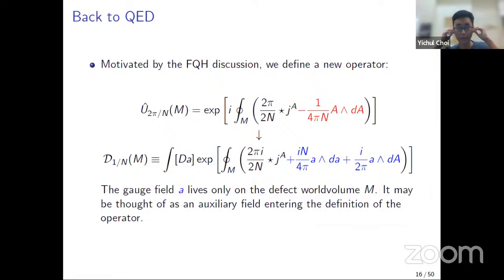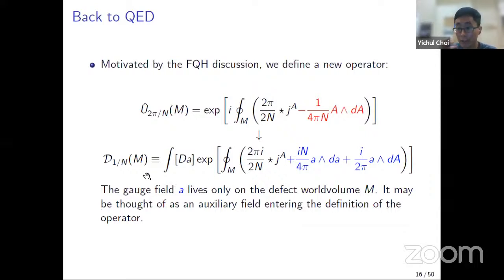Okay, let's go back to our QED example. So we had this U hat operator at this particular value of the axial rotation angle. And this was not gauge invariant because of this fractional Chern-Simons term. And motivated by the previous discussion, let's define a new operator, which I denote as D_{1/n}, where I replace this non-gauge invariant expression by the well-defined gauge invariant expression. And again, here, little a will be a dynamical gauge field that lives only on the worldvolume of this operator D_{1/n}. And you can think of it as an auxiliary field that I'm introducing to define this operator D.